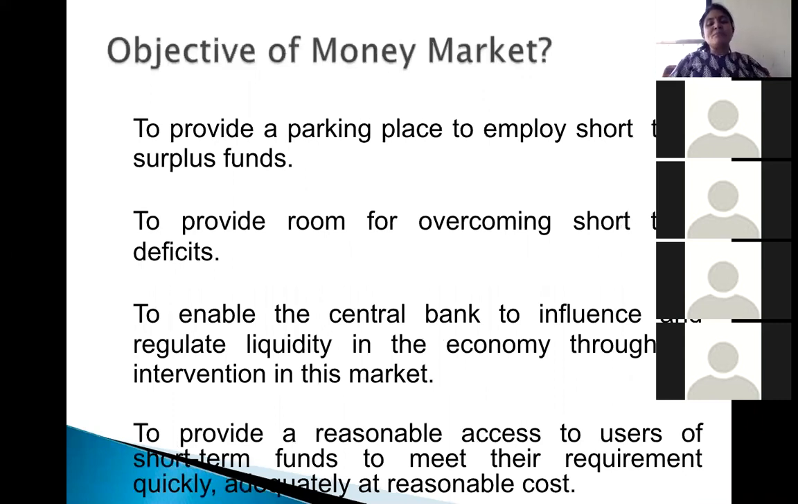Now, as I said, it provides a place to employ short-term funds and room for overcoming short-term deficits. For example, I have surplus short-term funds, I can lend them in the money market. Some other company has short-term deficits, they can borrow. Or banks need funds for immediate requirements, they can borrow. And it enables the central bank to influence and regulate liquidity in the economy through its intervention in the market. It also provides reasonable access to users of short-term funds to meet their requirements quickly and adequately at a reasonable cost.